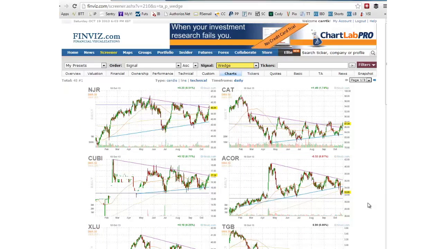And we're going to have to eyeball these pretty carefully because, first of all, you're going to see triangles of various sorts other than symmetrical. These are being drawn in by a computer, and they don't always get it right. And secondly, you're going to find triangles both at the end of downtrends and at the upside of uptrends. This is a bearish chart formation, and we are looking for them in a downtrend.